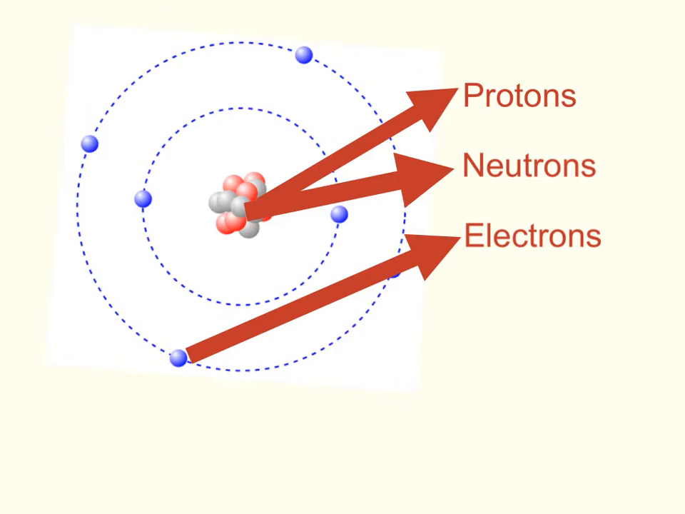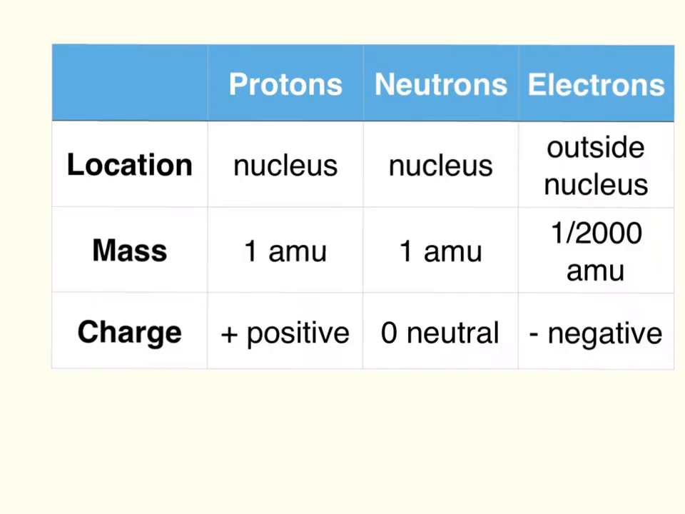As shown here, protons and neutrons are found inside the nucleus, while electrons are found surrounding the nucleus around the outside. Sometimes the outside of the nucleus is called the electron cloud because the electrons are rapidly going around the nucleus so fast that they almost form a cloud of electrons.